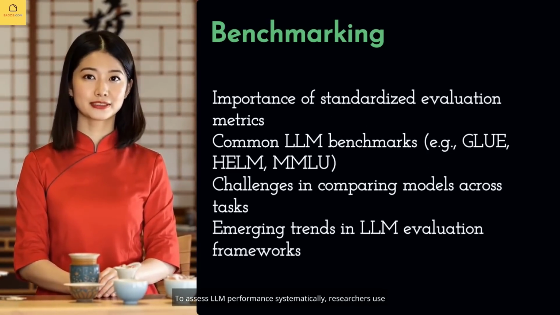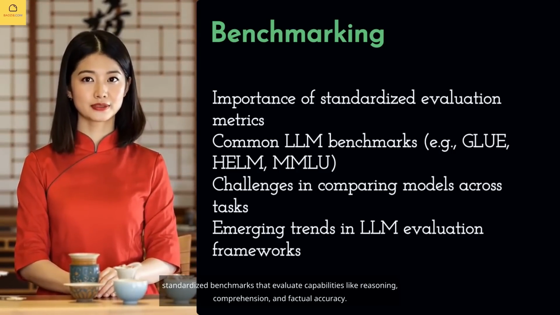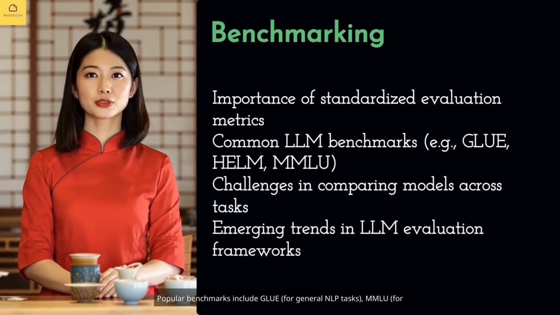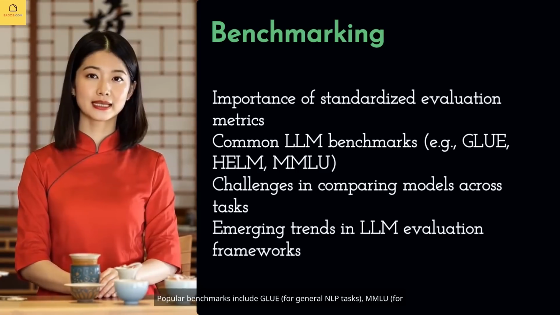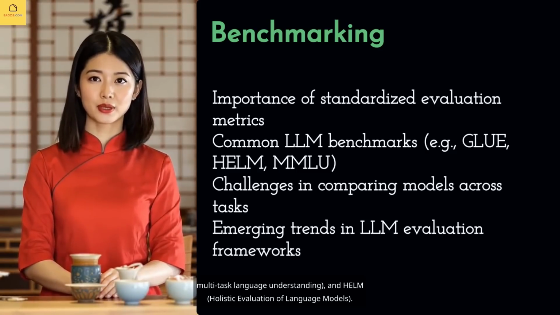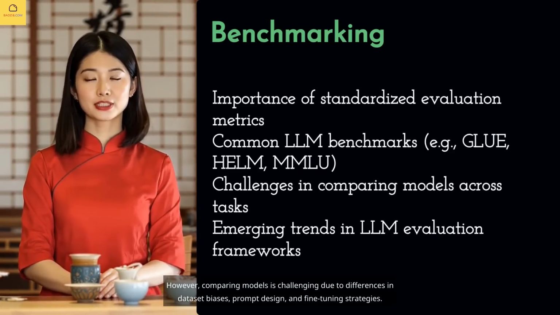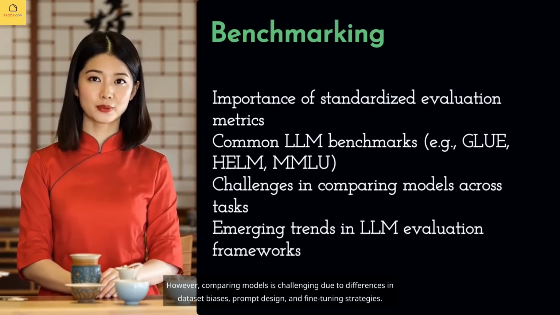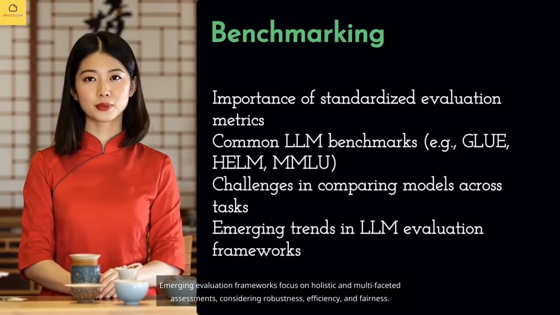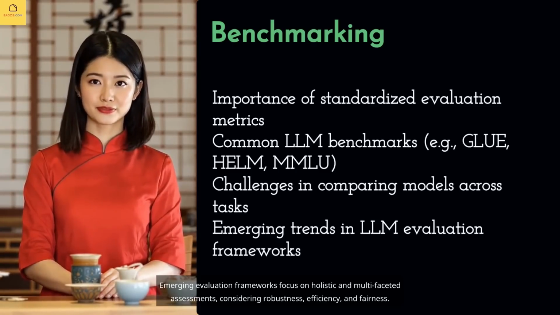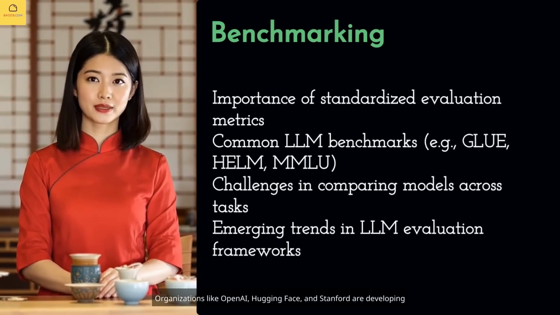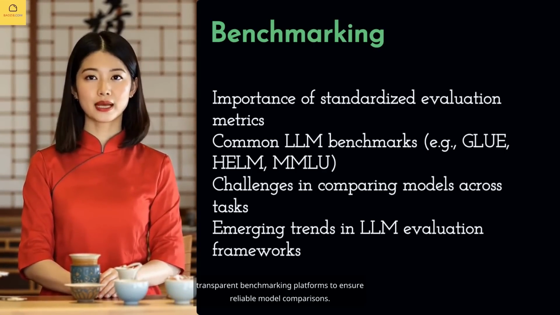To assess LLM performance systematically, researchers use standardized benchmarks that evaluate capabilities like reasoning, comprehension, and factual accuracy. Popular benchmarks include GLUE for general NLP tasks, MMLU for multitask language understanding, and HELM, holistic evaluation of language models. However, comparing models is challenging due to differences in dataset biases, prompt design, and fine-tuning strategies. Emerging evaluation frameworks focus on holistic and multifaceted assessments, considering robustness, efficiency, and fairness. Organizations like OpenAI, Hugging Face, and Stanford are developing transparent benchmarking platforms to ensure reliable model comparisons.